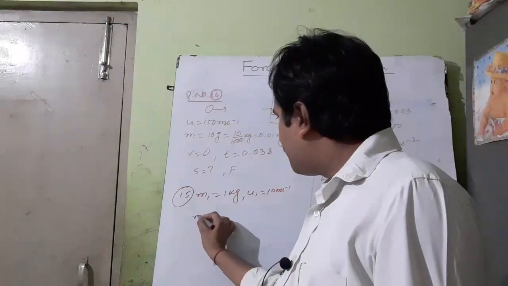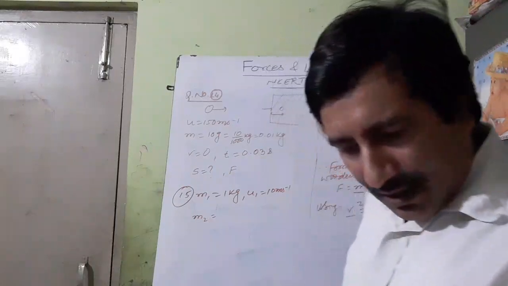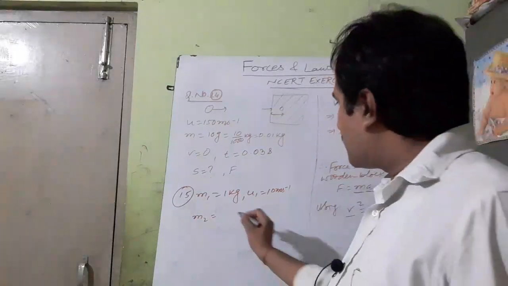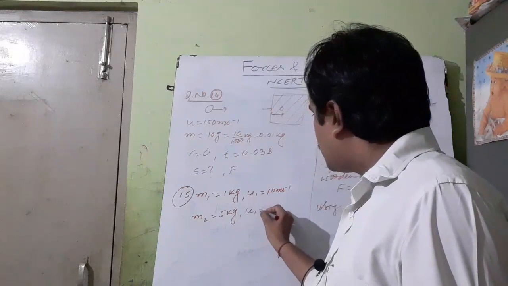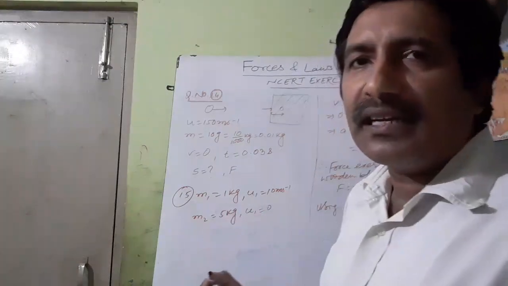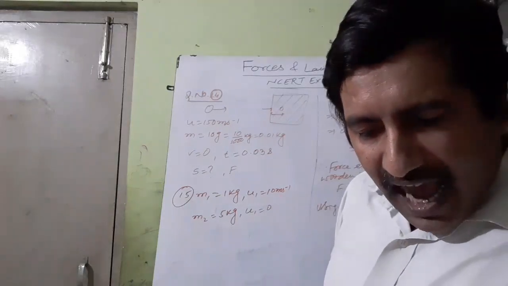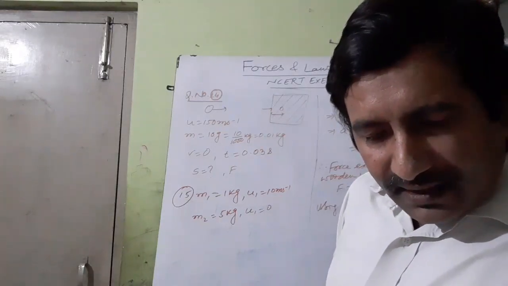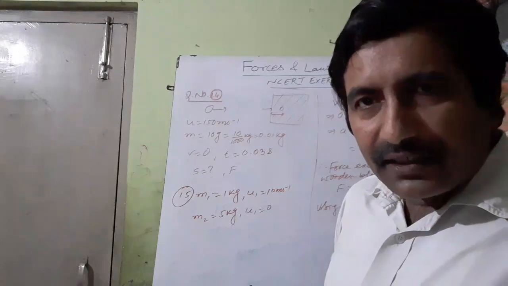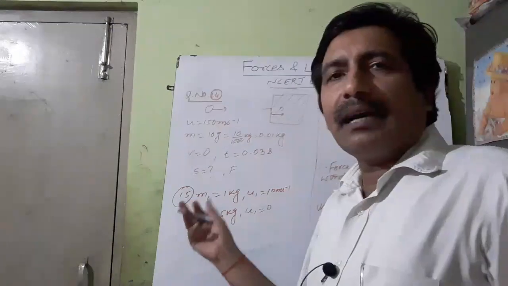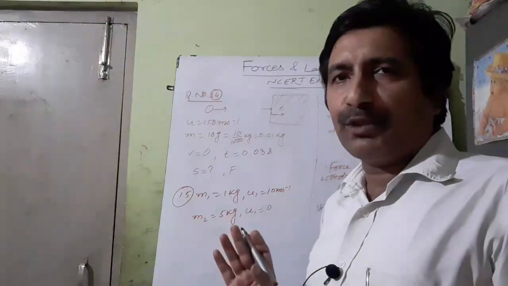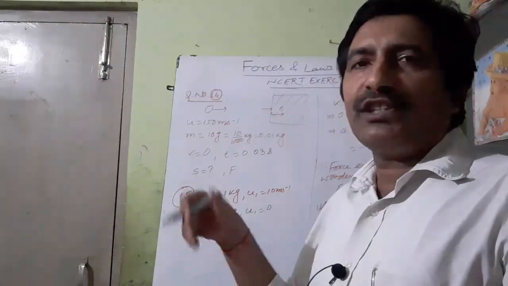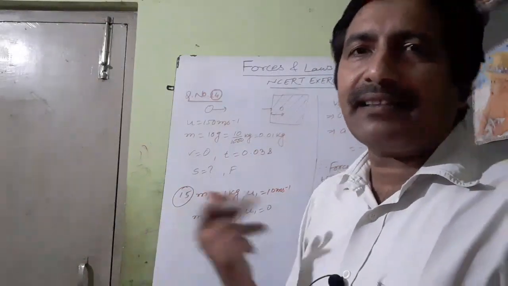Mass of the wooden block is 5 kg. So M2 is equal to 5 kg and its initial velocity is 0 because the wooden block is at rest. It is stationary. After then they move together. So after collision the mass of the combined body will become M1 plus M2, and velocity will remain common. You can take it as V.